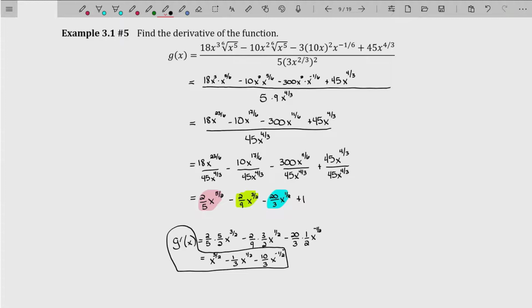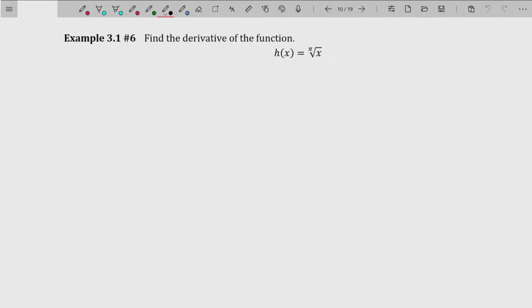I don't want to do it, but I could do it. Now, as you could tell, the derivatives may look really ugly, but they actually are not. They're all the same thing over and over again. Bring down the power, reduce 1 from the power. Bring down the power, reduce 1 from the power.